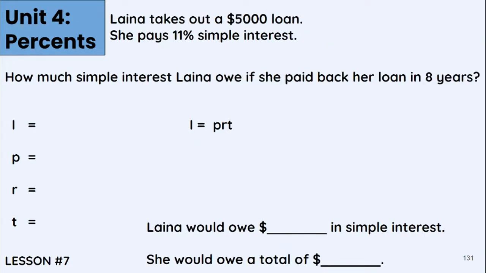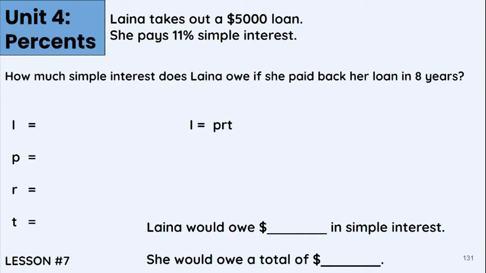Lena takes out a $5,000 loan. She pays 11% simple interest. How much simple interest does Lena owe if she paid back her loan in 8 years? Well, first, we're trying to find out the simple interest, so I'm going to write a question mark for I. We don't know how much interest. The principal that she starts with, she took out a $5,000 loan, so that's the original amount of money she took out.